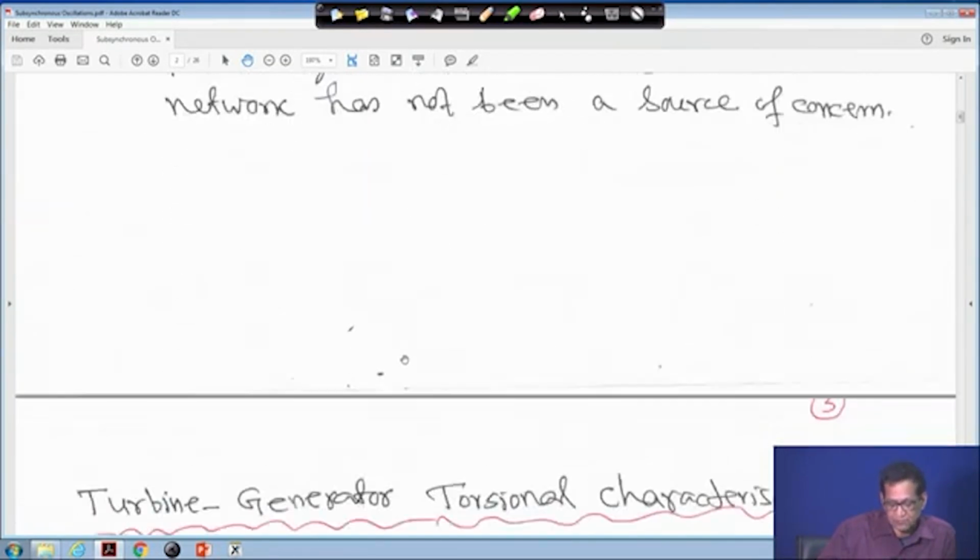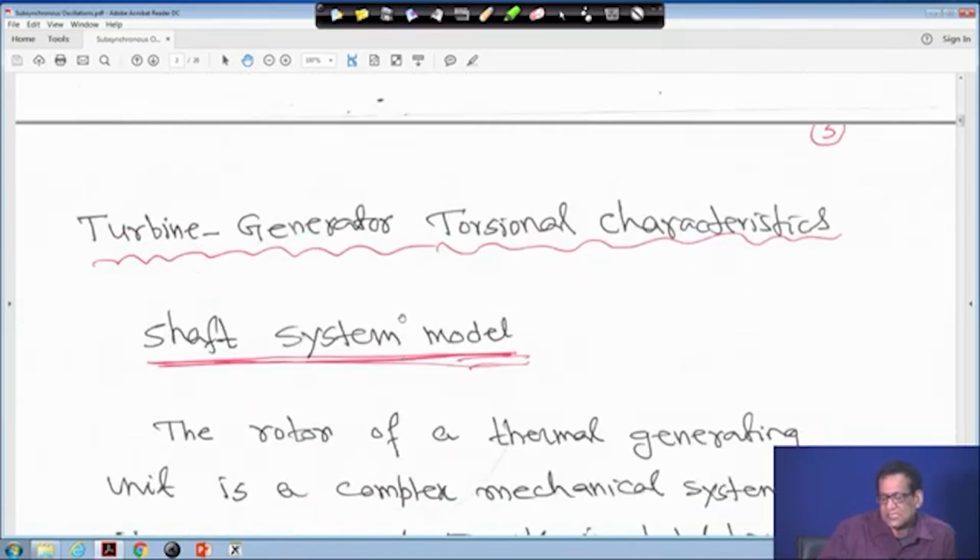Now, turbine generator torsional characteristics. First we have to see the shaft system model, because you have turbines, high pressure, intermediate pressure and low pressure, and these are also coupled with the generator. So, we have to see how we can model it, and we will go for the simplest model.